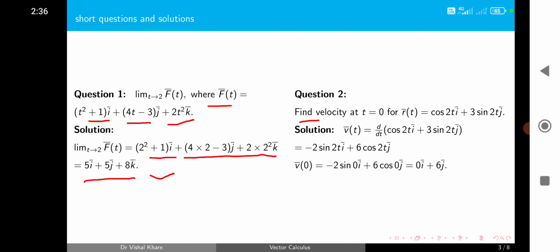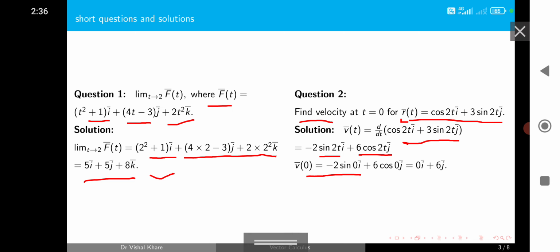And in the next question, you have to find the velocity. So how to find the velocity? dr by dt is the velocity at t is equal to 0. So vector r t is given in this way. You have to differentiate this r t with respect to t. So the differentiation of cos 2t is minus 2 sin 2t i bar, plus the differentiation of 3 sin 2t is 6 cos 2t. So finally when you put t is equal to 0 here, you will get 0 i bar plus 6j.